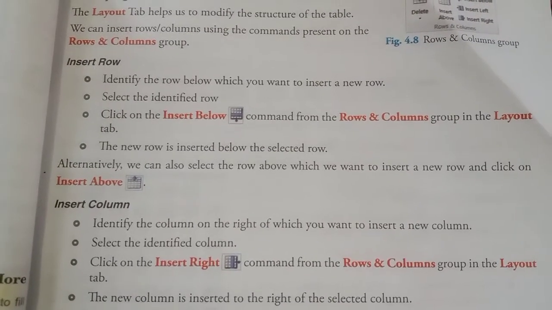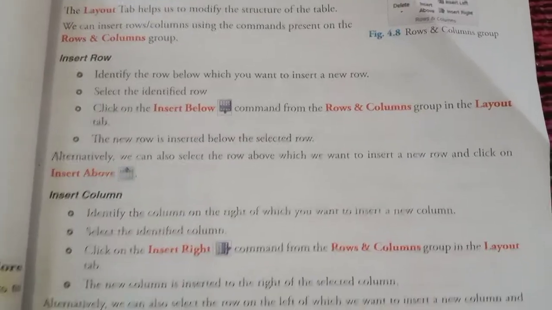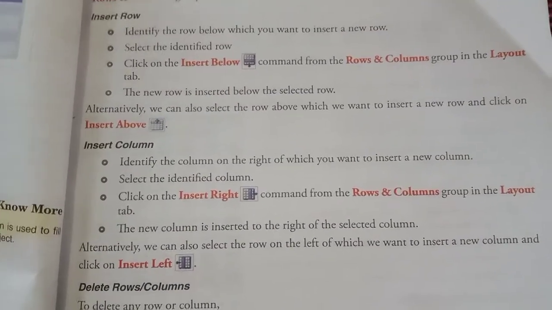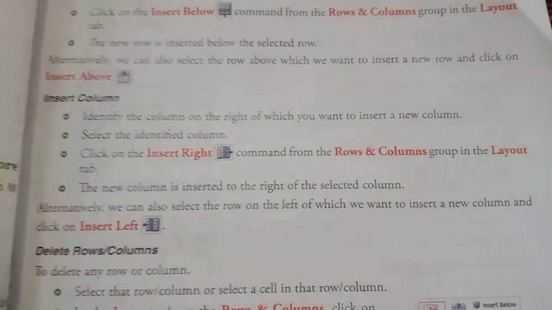Alternatively, in the same way, we can also select the row above which we want to insert a new row, and we can insert above it in the same manner. Click on Insert Above. Right? Through this we can insert the rows.